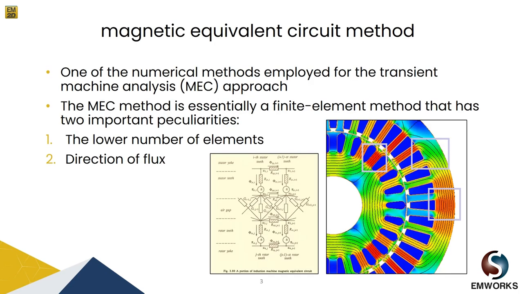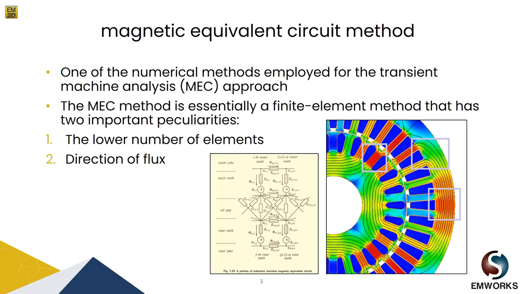So, what is the magnetic equivalence circuit method? Magnetic equivalent circuit method is one of the numerical methods employed for the transient analysis of electric machines, but we can use it for both magnetostatic simulations and transient simulations, right? The magnetic equivalence circuit method is essentially a finite element method, right?